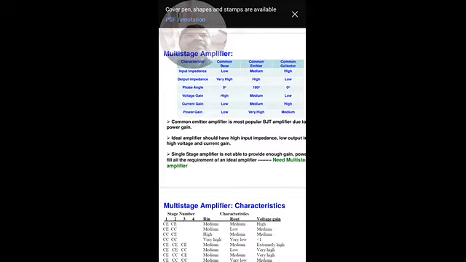Here the current gain is very low in the common base, that is, current gain is unity, and current gain is very high in the common collector. And we'll have a moderate voltage gain and moderate current gain in the common emitter amplifier.